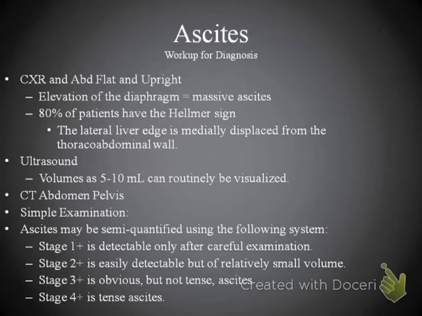Stage 3 is obvious, but not tense ascites. And what we mean by tense ascites is that the abdomen is just pulled really, really tight, and there's little to no amount of pressure that you can put on it that will not get the patient almost jumping off the table. Stage 4 is tense ascites, and that is when you're pressing on the abdomen, there is no give to the abdomen at all. It's very tense, very rigid, and just simply by pressing on the abdomen, the patient will pretty much lift off the table because of the amount of pain that is associated here.